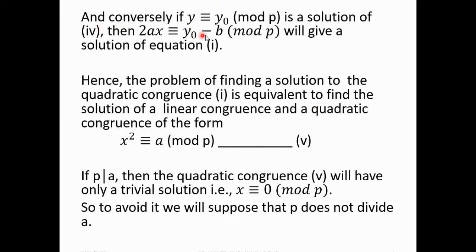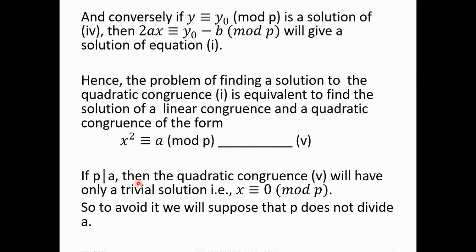And conversely, if y is equal to y naught is a solution of fourth, then 2ax is equal to y naught minus b. This will give a solution of first equation. Hence, the problem of finding a solution to the quadratic congruence 1 is equivalent to finding the solution of a linear congruence, this linear congruence, and a quadratic congruence of this form, x square congruent to a modulo p.